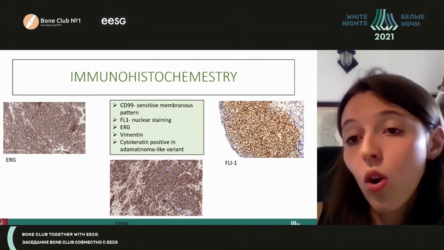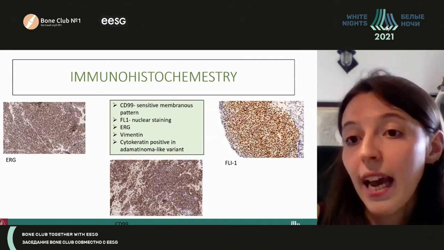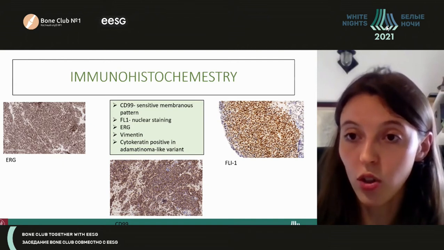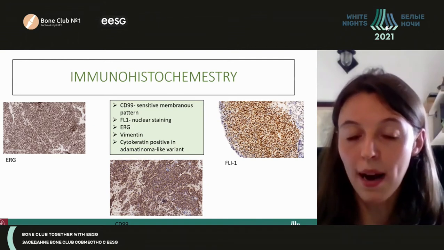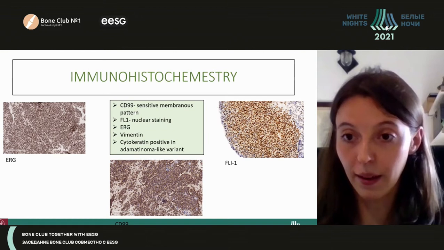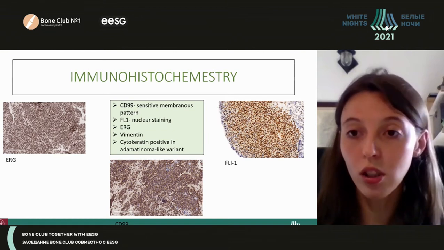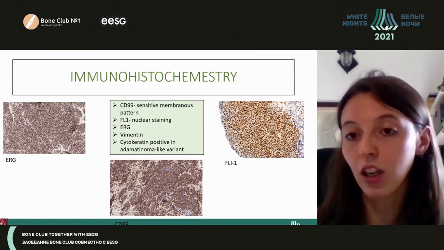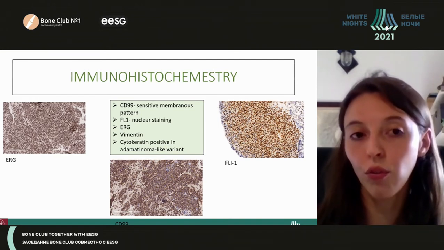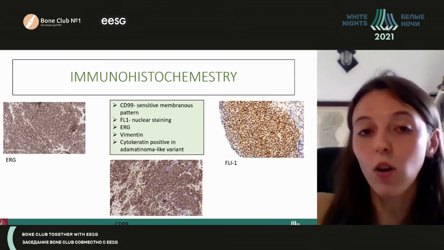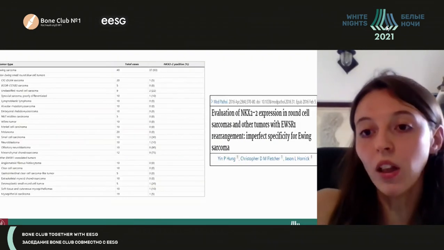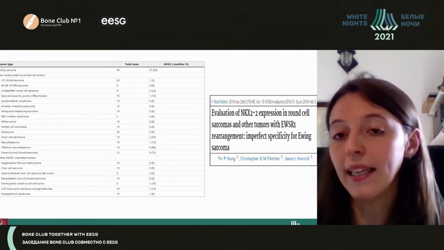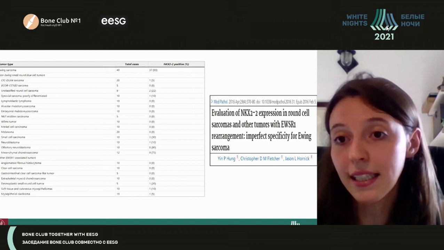But of course, we all know that some other tumors can also have this pattern, and occasionally classic Ewing sarcoma can have a focal pattern. Of course, we can also perform ERG and FLI1, which reflect the typical genetic translocation, confirmed by molecular analysis. But what is really important is that a new antibody has been used in recent years.